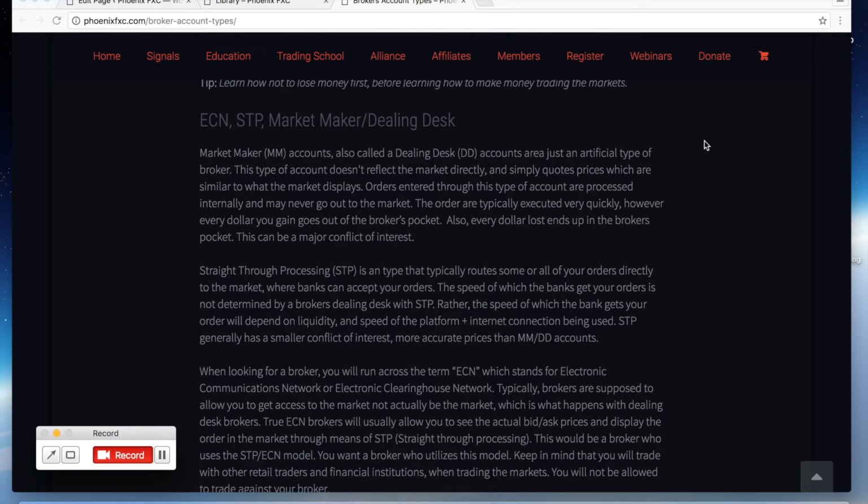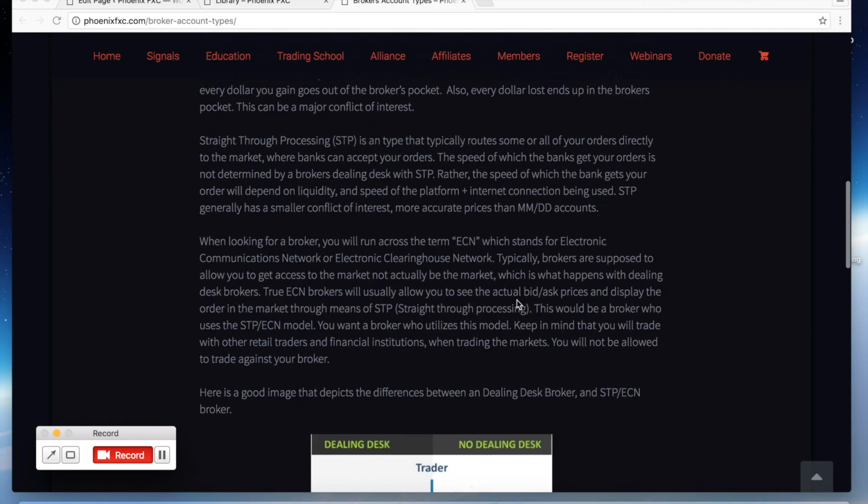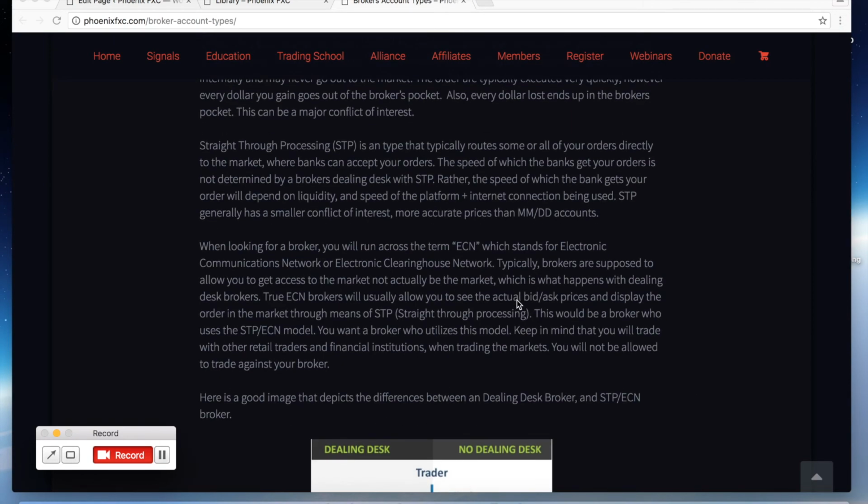The orders are typically executed very quickly. However, every dollar you gain goes out of the broker's pocket, and every dollar that you lose ends up in the broker's pocket. So they literally make money off of trading against you, off of you losing. That's a major conflict of interest. I don't recommend dealing desk brokers. I do recommend that you figure out whether a broker is a true STP ECN broker or a dealing desk broker. Well, let's get into straight through processing.